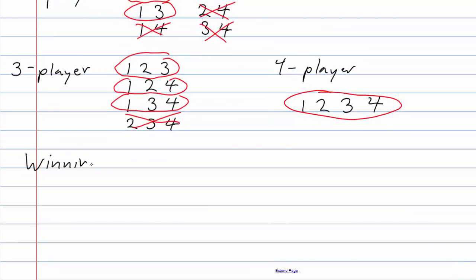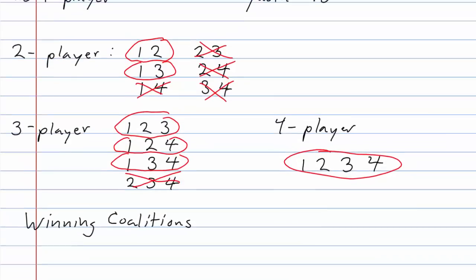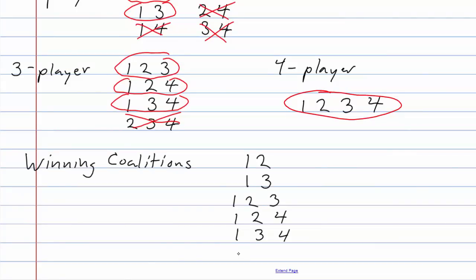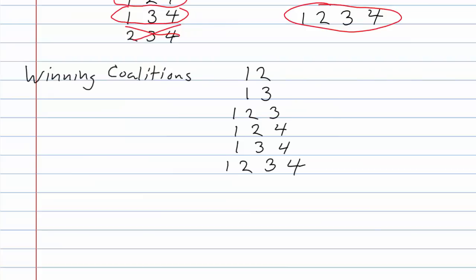Our winning coalitions: we had no one-player coalitions that won. For two-player, we had 1, 2, and 1, 3. For 3-player, we had 1, 2, 3, 1, 2, 4, and 1, 3, 4. And then for 4-player, we had the Grand Coalition with 1, 2, 3, 4. So now we have all the winning coalitions.